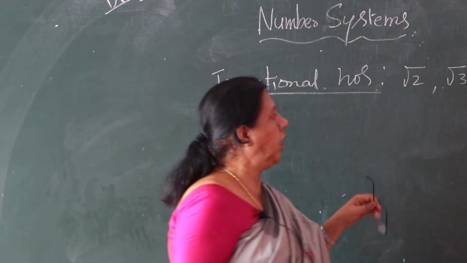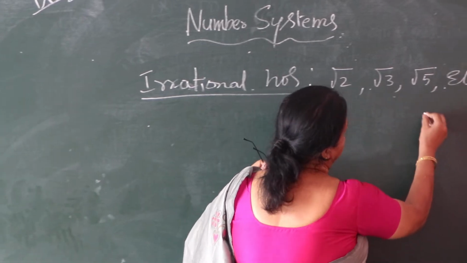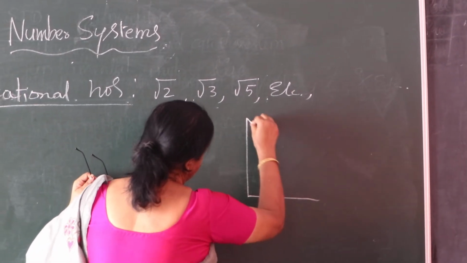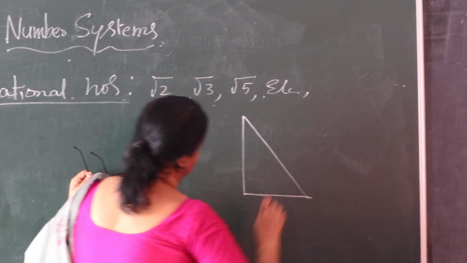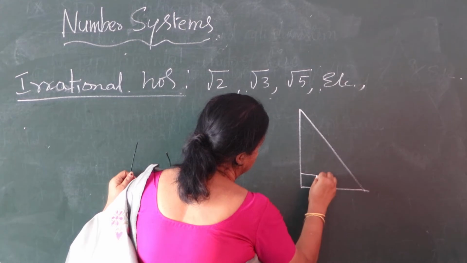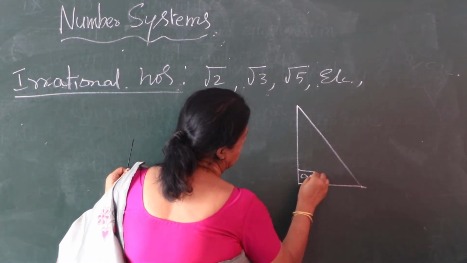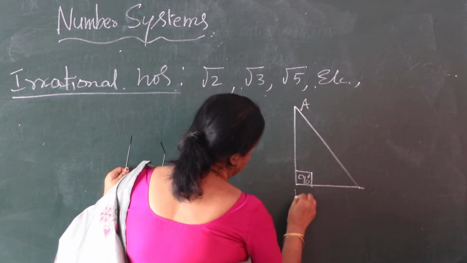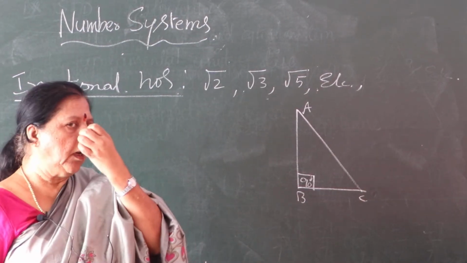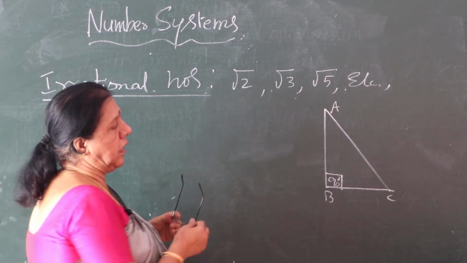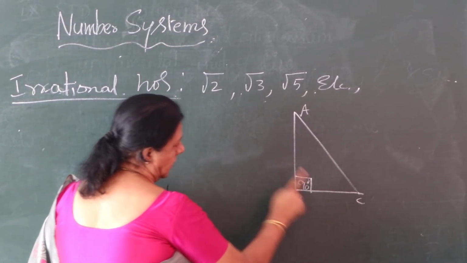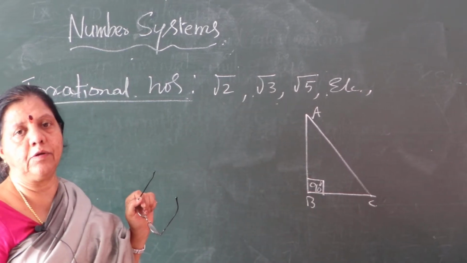So now we go for types of triangles. What is this triangle? This is a right angle triangle because here 90 degrees is there. A, B, C. Here you know the sides. This we call the hypotenuse. This is the perpendicular line. This is the base in the right angle triangle.